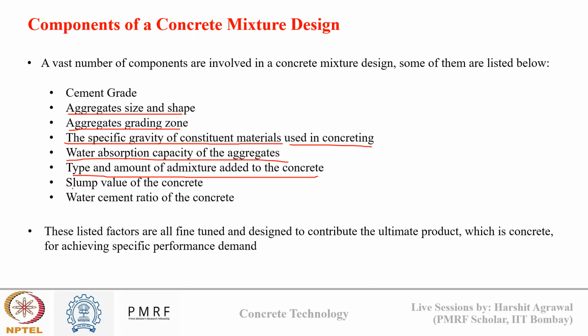Slump value is important, like how much slump I want in the fresh state: 50 mm, 100 mm, 150 mm. And finally, water to cement ratio. It is the most important factor, we can say, because it plays an important role in governing the strength and the durability of concrete. So these are some of the factors.